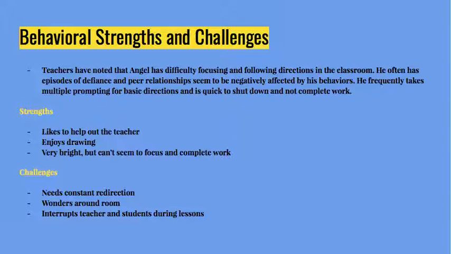As far as peer relationships, a lot of the students in the class resent Angel, and they don't want him to be sitting at their groups or with, in a classroom activity. They really don't want him to be in their group. And I think Angel definitely feels that. And mostly that's because he distracts them, or he's showing that off-task behavior, which affects their group. And as far as his strengths, he really likes to help out the teacher. He enjoys drawing, and Angel's very bright. He just can't seem to focus and complete his work. And challenges are he needs constant redirection, he wanders around the room, and he interrupts the teacher and student during our lessons.